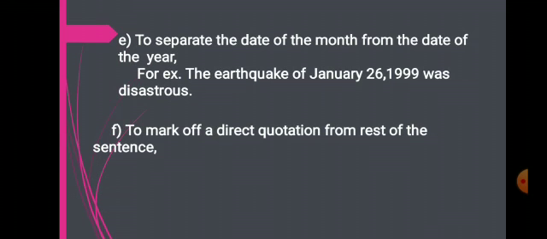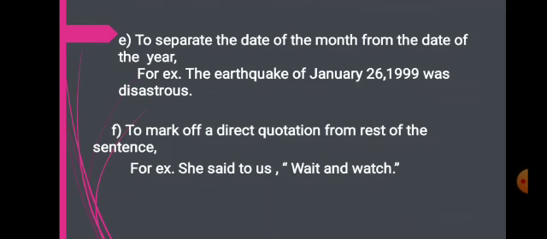When someone quotations we are to write, then we put comma. From rest of the sentence, we separate that quotation by putting in comma. Example is, she said to us, wait and watch. Now I have separated wait and watch by putting a comma.